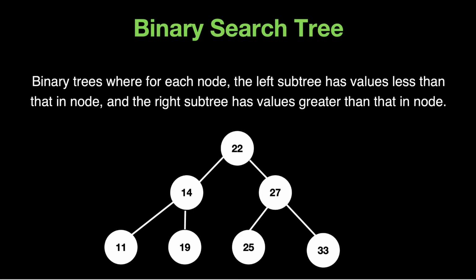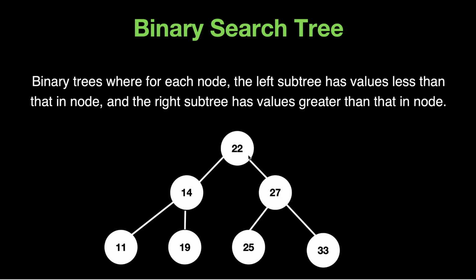Now shifting our discussion towards binary search trees, I'm building the momentum level by level. So if you understood what binary trees are, now we can define what binary search trees are. Binary search trees are binary trees where for each node the left subtree contains only the values that are less than that in the node, and the right subtree has only values that are greater than that in the node.